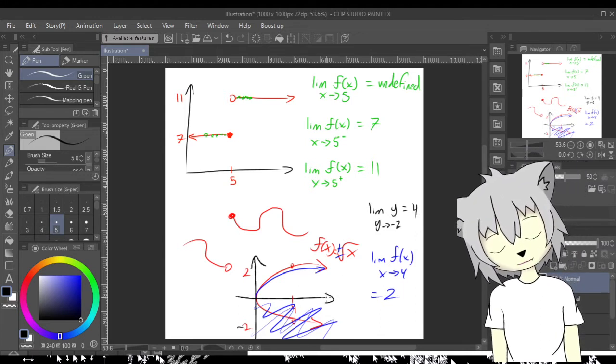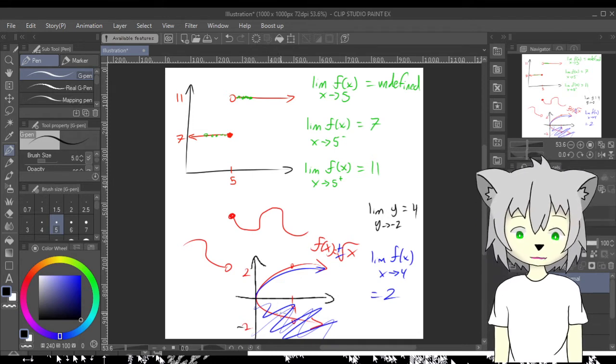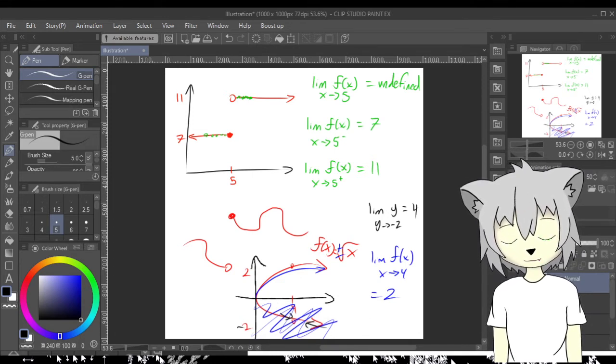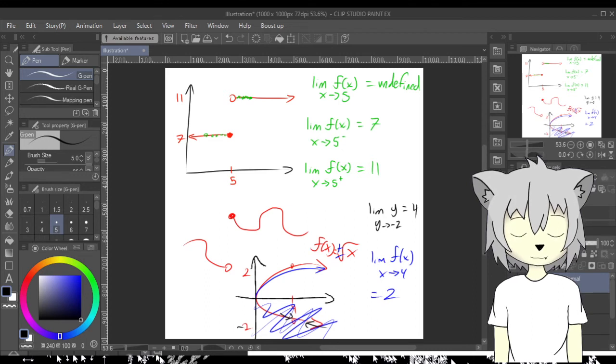You're technically approaching a singular value, and you're technically approaching it from here. Hope you guys can see through all the scribbles I put there earlier, but yeah.